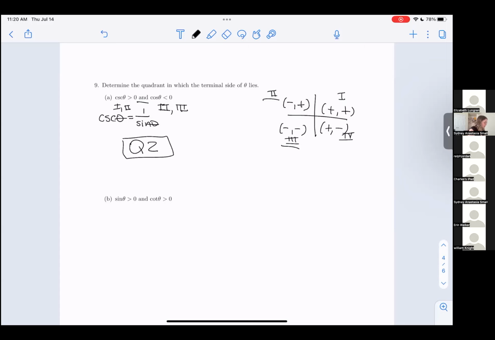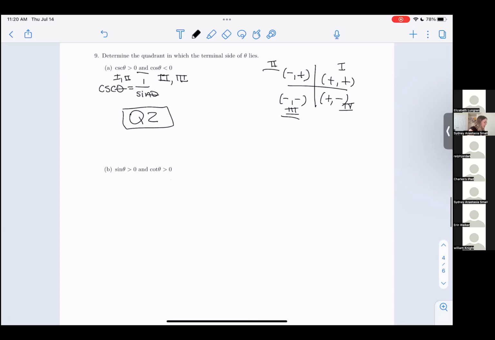Okay, let's do one more. We want a positive sine and a positive cotangent. Well, we know that sine is positive in the quadrants where we have positive y values because the sine is just the y value on the unit circle. What quadrants does that happen in? Well, on the quadrants that involve that part of the y-axis, which is quadrant 1 and quadrant 2.